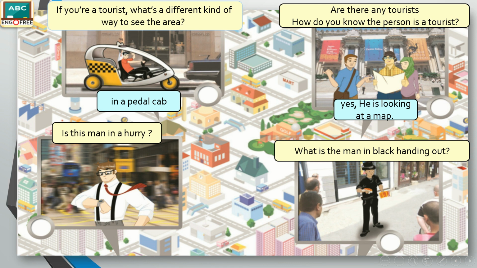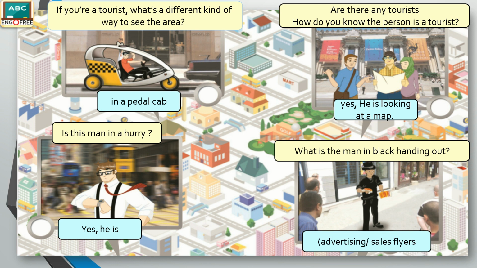Go to picture 3. Look at the picture. If I ask you, is this man in a hurry? Yes, he is. Picture 4. What's the man in black handing out? He's handing out advertising or sales flyers.